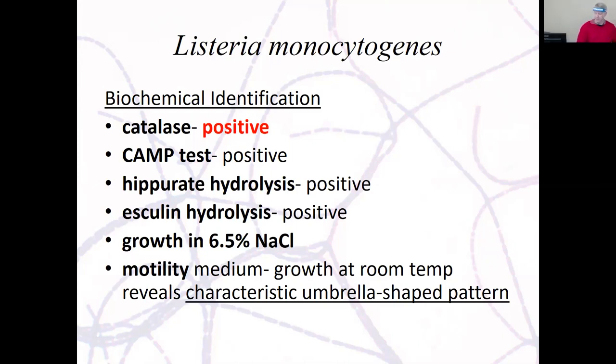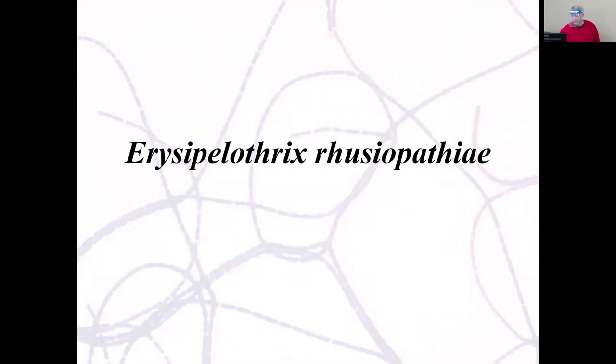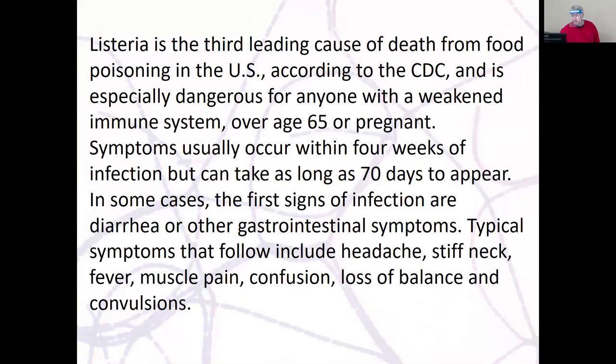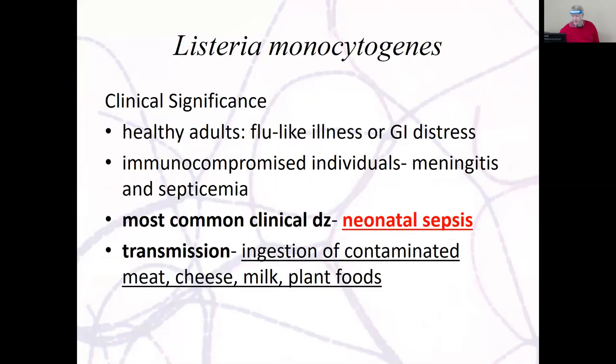We have some motility medium, and we're going to try to make sure we can get an umbrella-shaped pattern. So what does that look like? I think I have a picture. Oh, maybe I don't. Maybe you're not coming to the lab to find out. I thought I had a picture. Sorry.